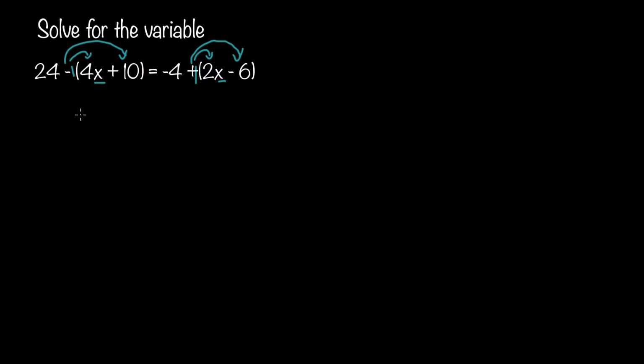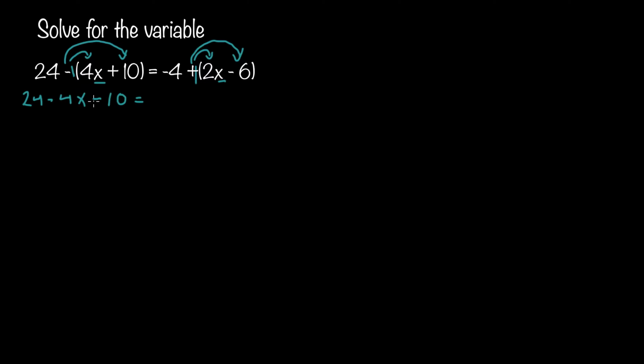So let's rewrite the equation as well as use the distributive property. So we're going to have 24. Well, negative 1 times 4x, isn't that just negative 4x? And then we're going to have negative 1 times positive 10. A negative times a positive is going to be a negative, and 1 times 10 is negative 10.